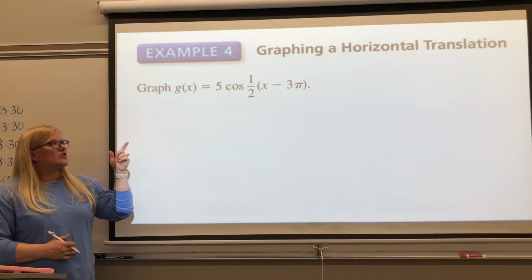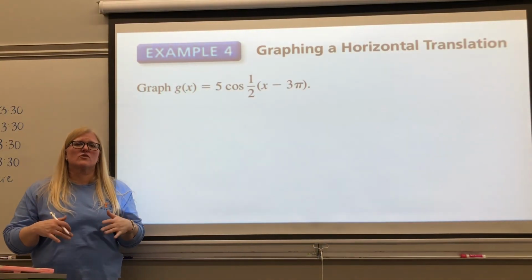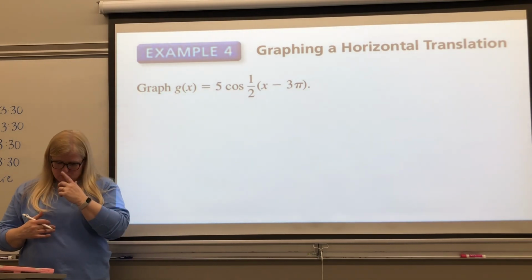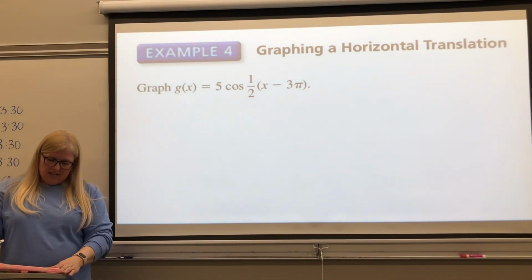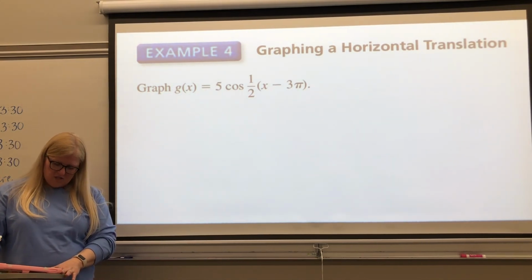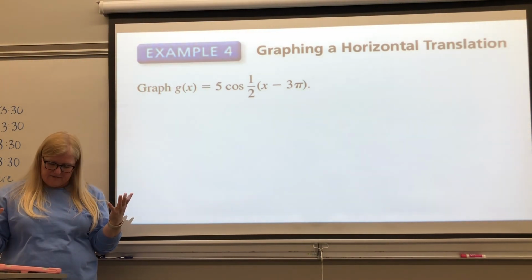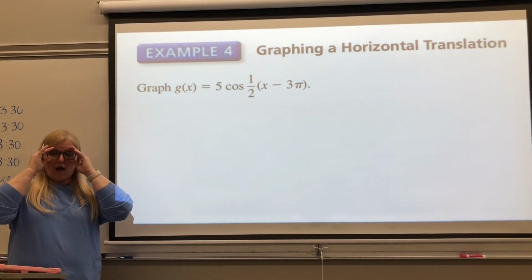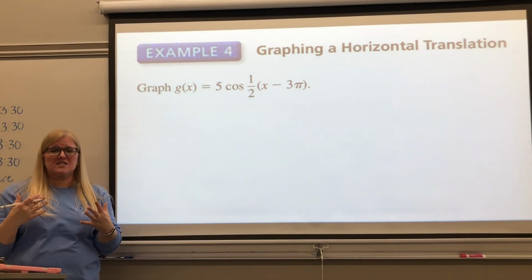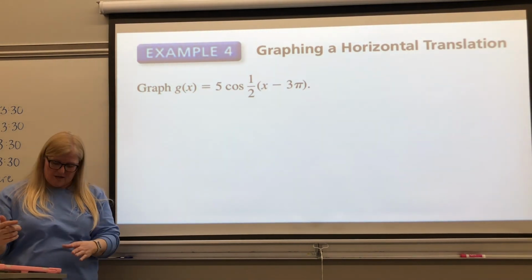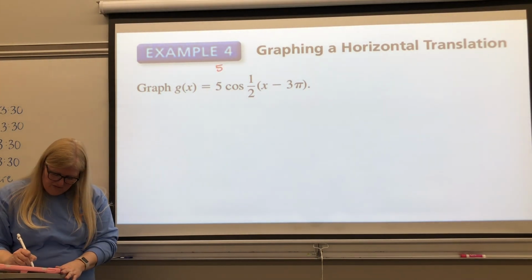Here we're going to do a horizontal translation. So that last one was a vertical. This one is a horizontal. Again, I want to use our very basic function, cosine x, but I want to use the basic function with the vertical and horizontal translations, and that would be 5 cosine of 1/2 x.